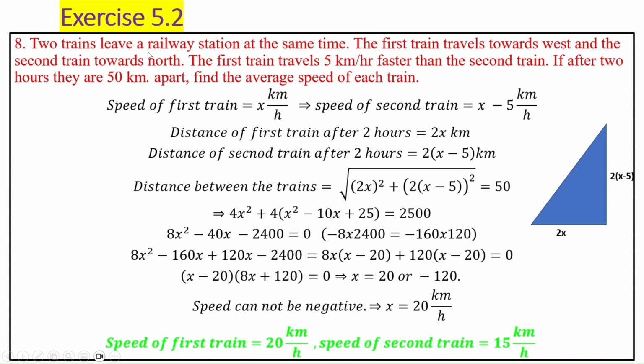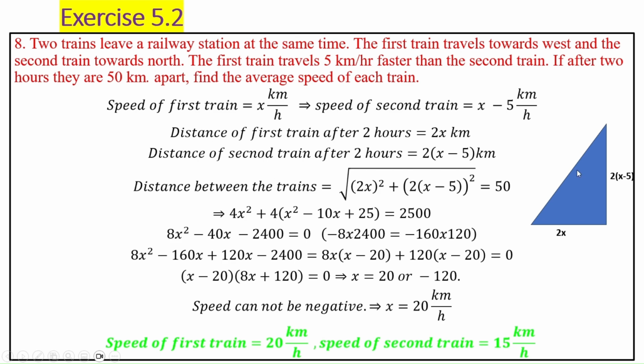two trains leave a railway station at the same time. The first train travels towards west and the second train towards north. The first train travels 5 kilometers per hour faster than the second train. If after 2 hours they are 50 kilometers apart, find the average speed.